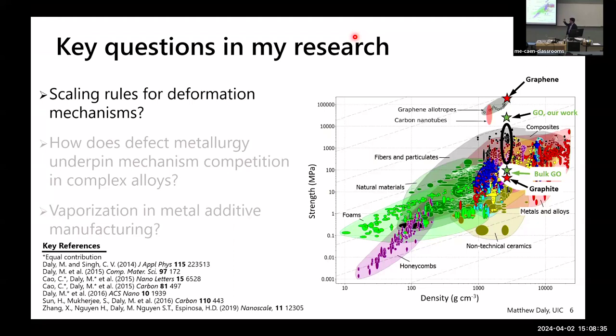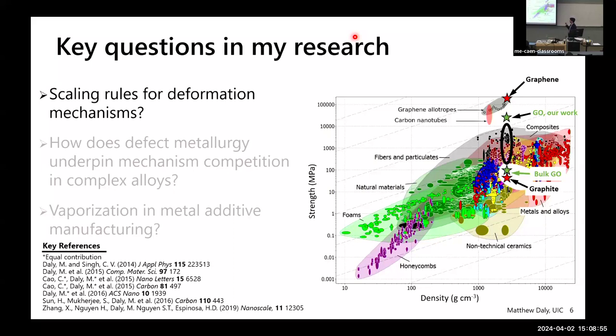The first topic will be on understanding scaling laws for deformation mechanisms. I'm going to talk about two examples under that larger umbrella, one in 2D materials and one in metallic multilayers. That is, understanding what we can engineer about the length scale of these materials to control how they fail at the macroscopic scale. The example from the 2D world that I'm going to select is graphene oxide.